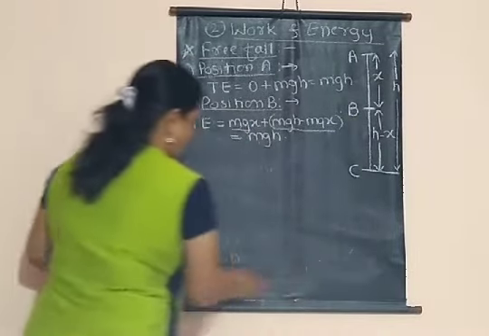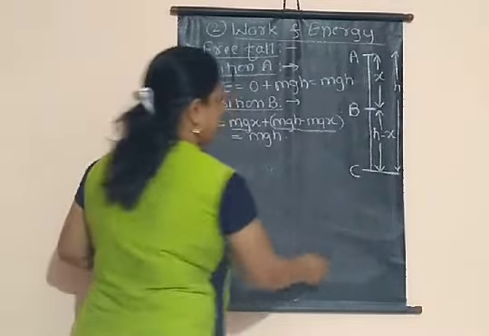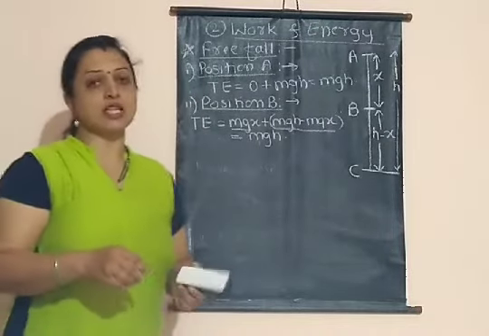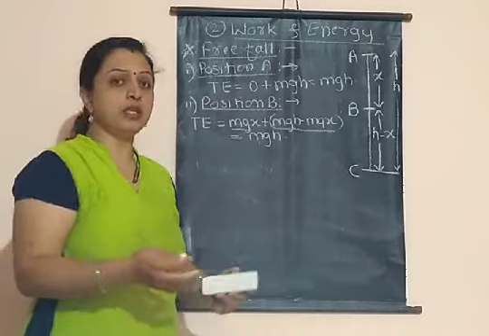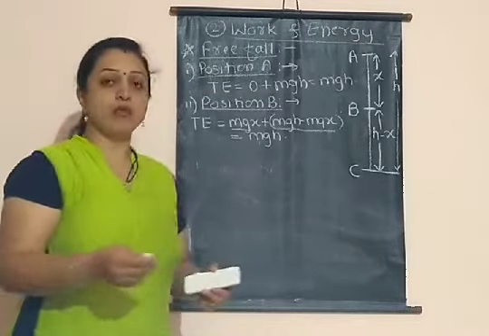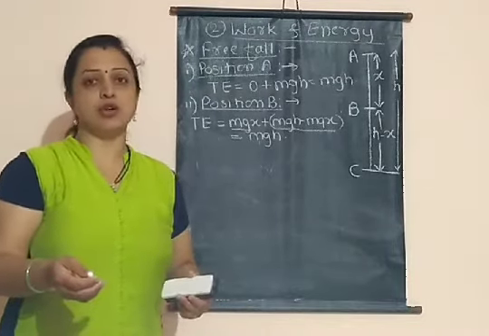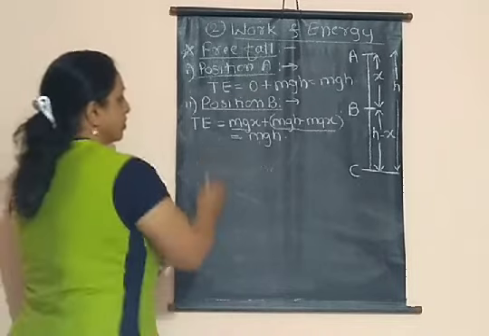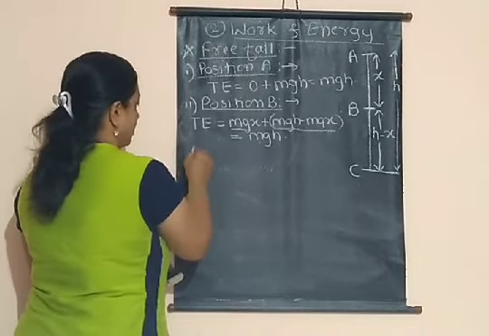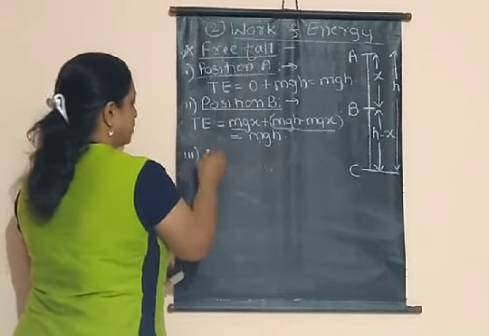Now let's talk about position C. When the object reaches the ground, what will be the kinetic energy and what will be the potential energy of that object? So let's see the third, that is position C.